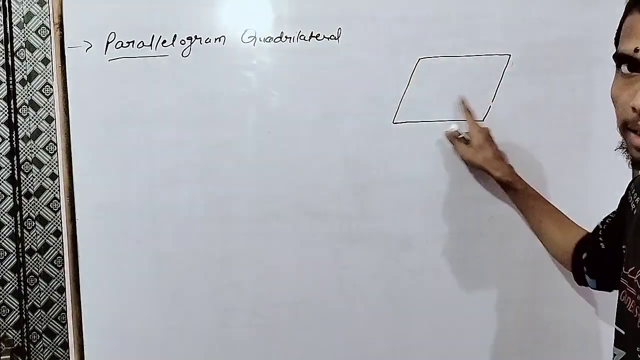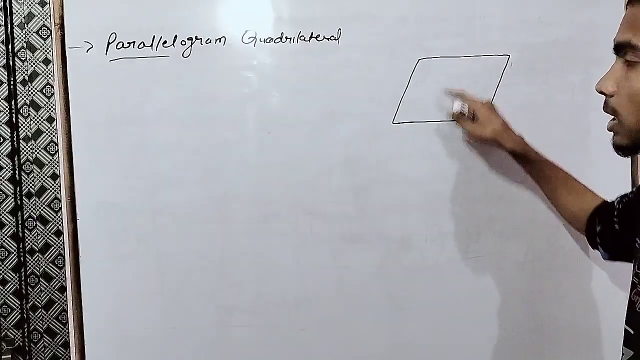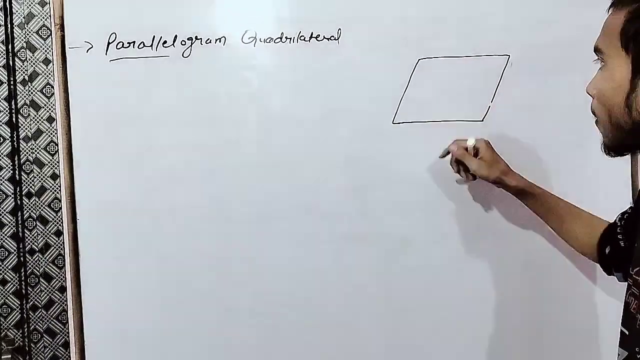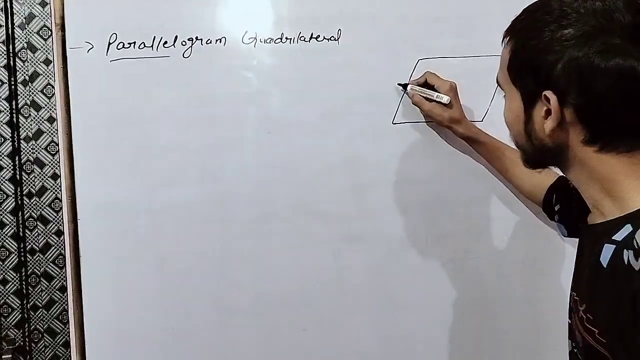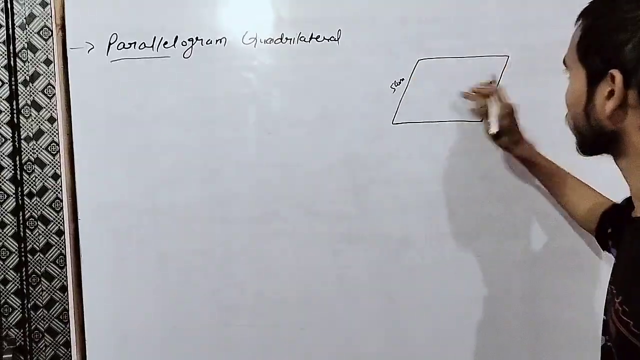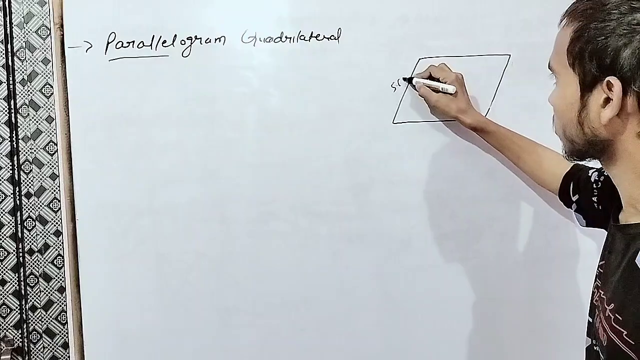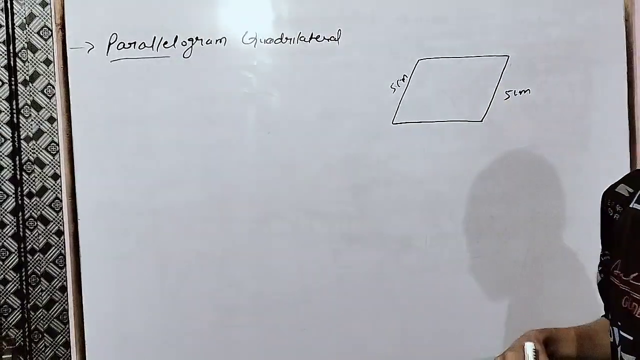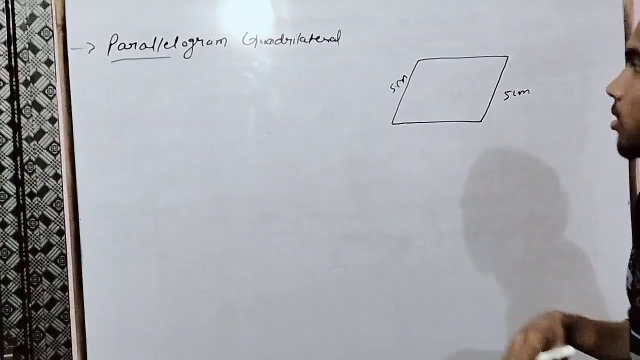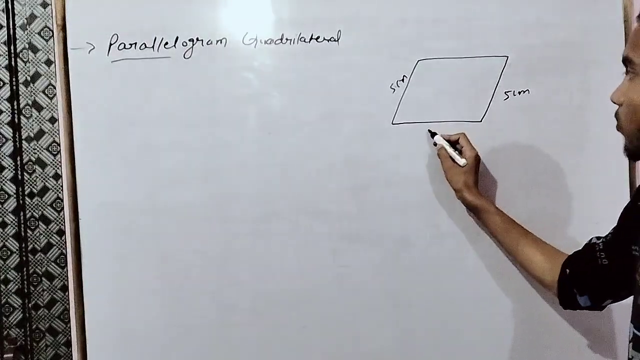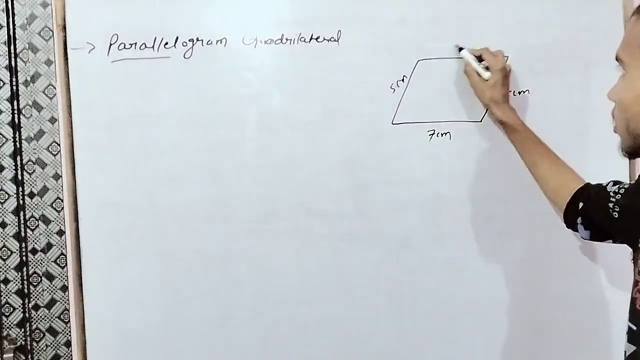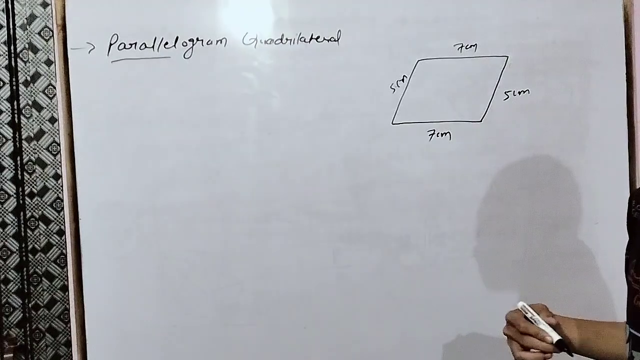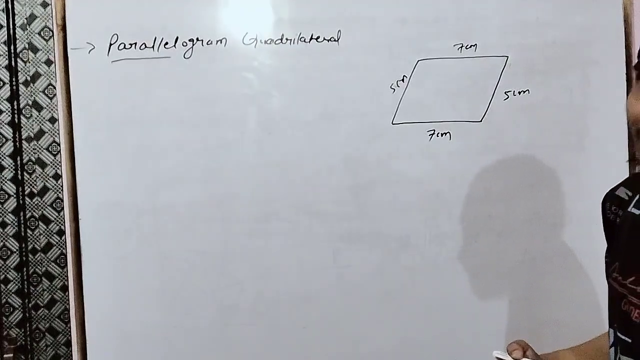This is one parallel line. This is the second parallel line. It says that the measure of this is 5 centimeters. So the measure of this will be the same because of the parallel lines. Similarly here, this is 7, this is 7. You can see we have a rectangle.